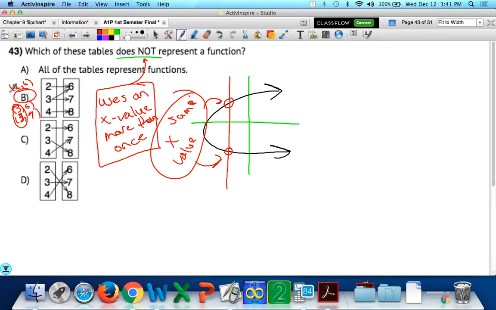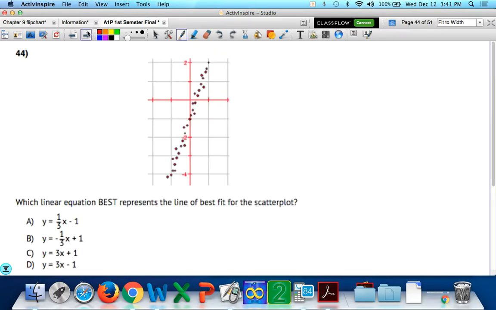Double check with the other ones though. 2, 6, 4, 7, 3, 8. Doesn't matter that these crisscross. What matters is they only used the x values one time each. 2, 8, 3, 7, 4, 6. This is called being a unique pairing, okay? They didn't use the x values more than once, okay? So that would be B.